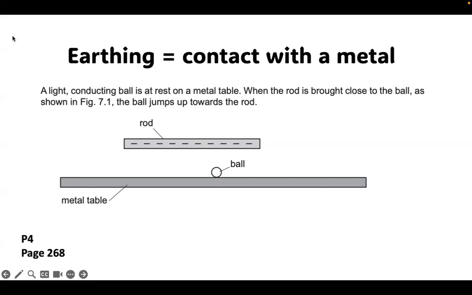Okay, so this is a question on page 268. You have a light conducting ball resting on a metal table. When the rod is brought close to the ball, as shown in the figure, the ball jumps up towards the rod. Can someone explain to me why the ball would jump up to the rod? Hmm.